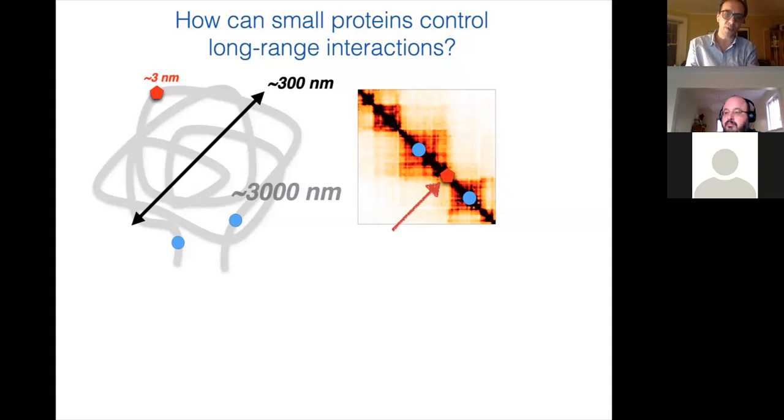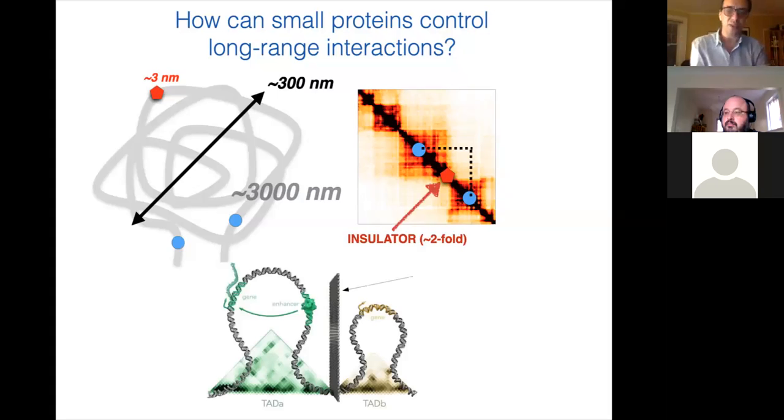These proteins are called insulators, and some reviews even drew it like that. They say there is something going on in one domain, something else going on in the other domain, and there must be a wall between them. People didn't really know how this insulation works. And we again decided to address this question with our simulations.